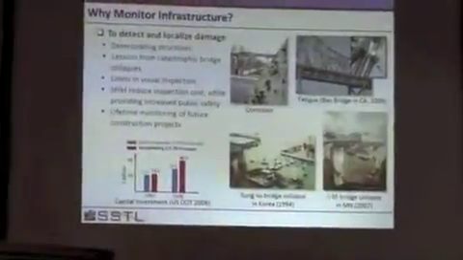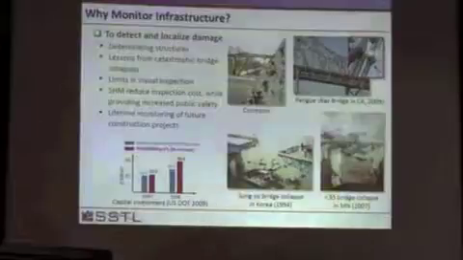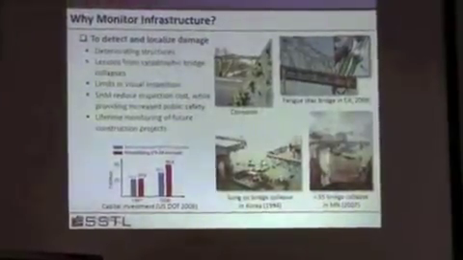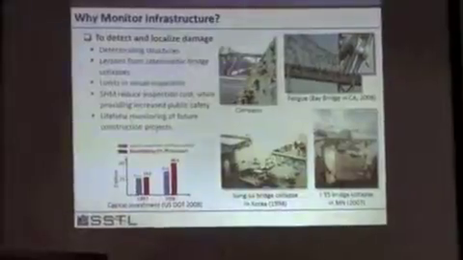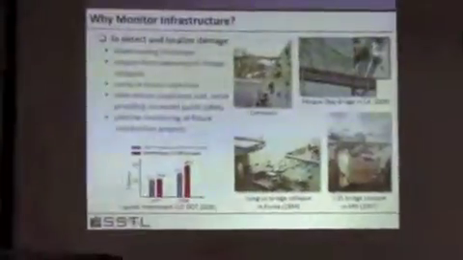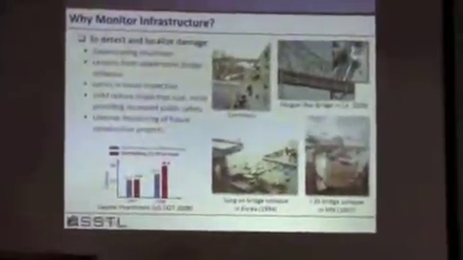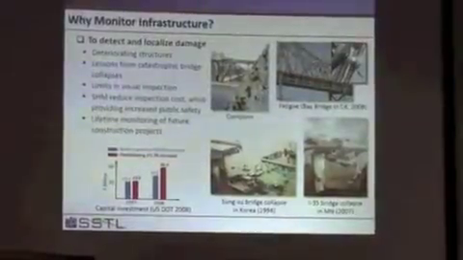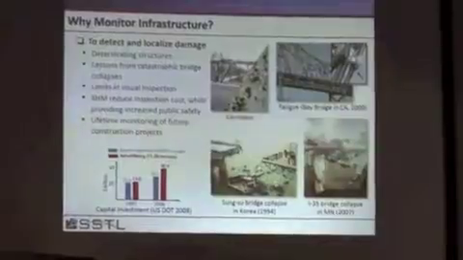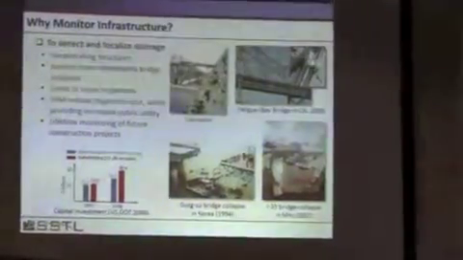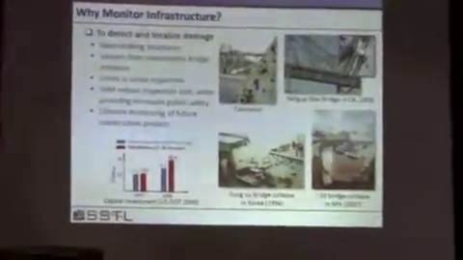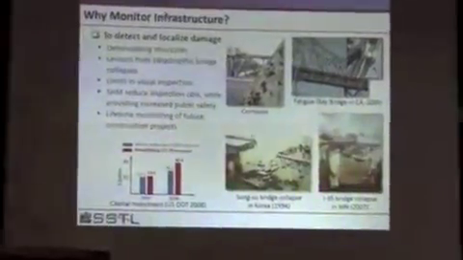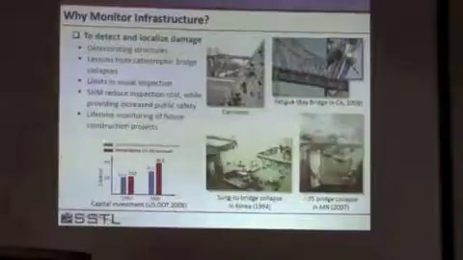So why do we monitor civil infrastructure? The holy grail of structural health monitoring is to detect and localize damage. In the United States, in Europe, much of our infrastructure was put in place after World War II. And so the intended design life was on the order of 50 years or so. So much of our infrastructure is approaching, if not surpassing, its intended design life.